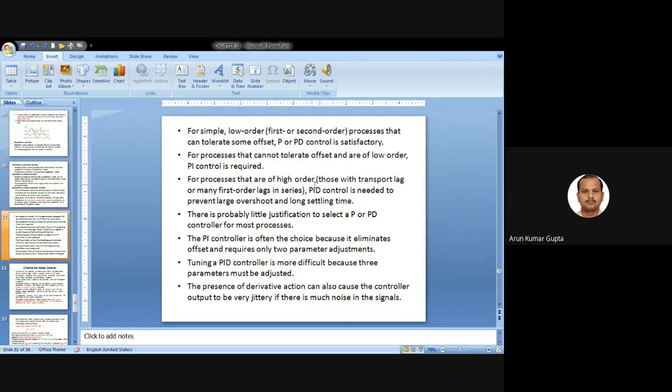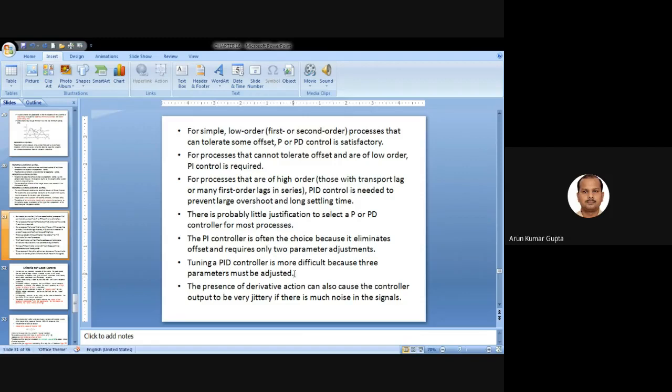High order processes are those with transportation lag or many first order lags in series. PID is needed to prevent large overshoot and long settling time. So for high order, we do not want more overshoot or long settling time. That's why PID can be used. There is probably little justification to select P and PD controllers for most processes. The PI controller is often a choice because it eliminates the offset, but it requires only 2 parameters of adjustment.